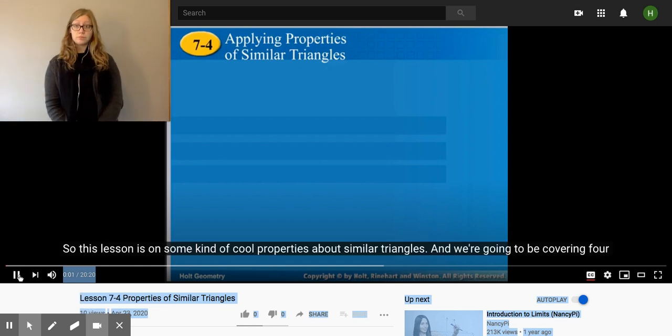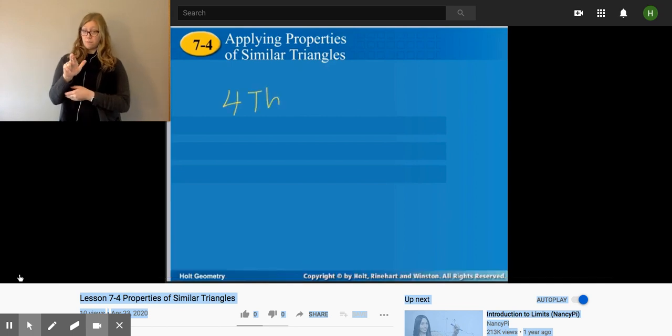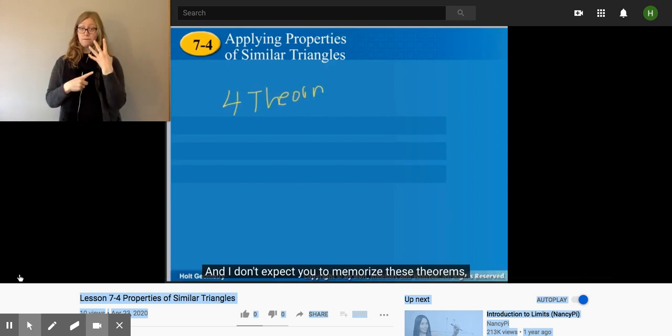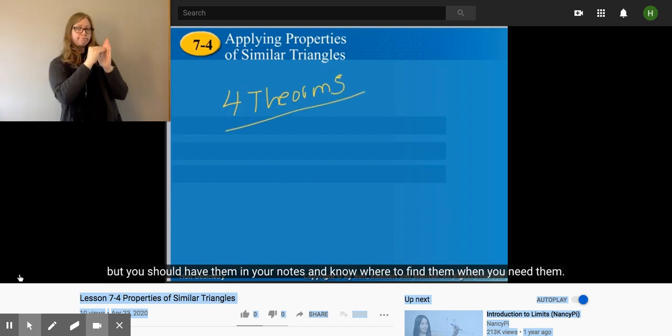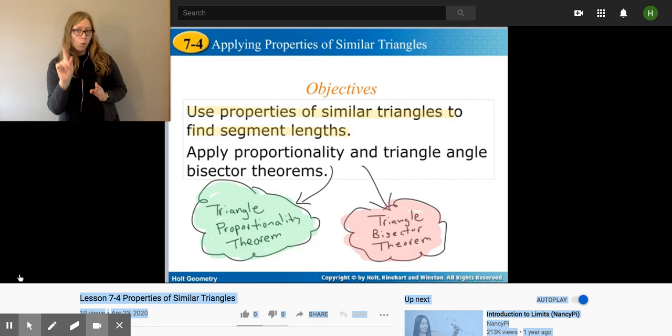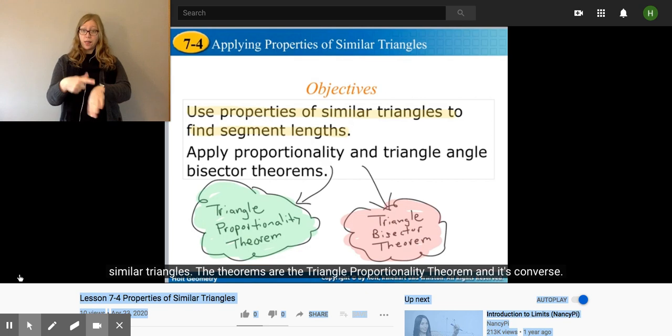So this lesson is on some kind of cool properties about similar triangles. And we're going to be covering 4 theorems. I don't expect you to memorize these theorems, but you should have them in your notes and know where to find them when you need them. So these theorems are going to help us to calculate some lengths in some similar triangles.